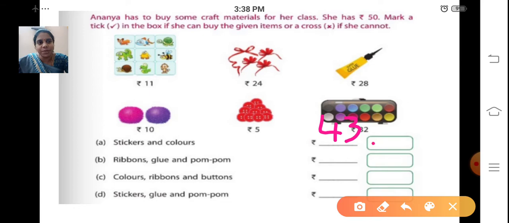So just put a tick mark. If she can buy that, you have to put a tick mark. So stickers and colors both cost how many rupees? See, stickers is 11 rupees and colors is 32 rupees. So just add both these things. So total cost is 43 rupees. So she can buy both that, right? Now, second one.